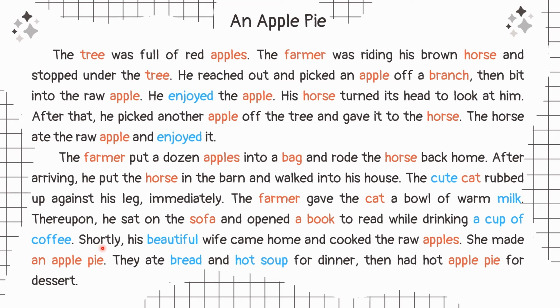And then shortly his beautiful wife. Beautiful is uncountable because it is an abstract idea. Came home and cooked the raw apples. Apples is a countable noun. She made an apple pie. An apple pie is also a countable noun. They ate bread and hot soup for dinner. Bread and hot soup are uncountable nouns. Then had hot apple pie for dessert. And apple pie is a countable noun.